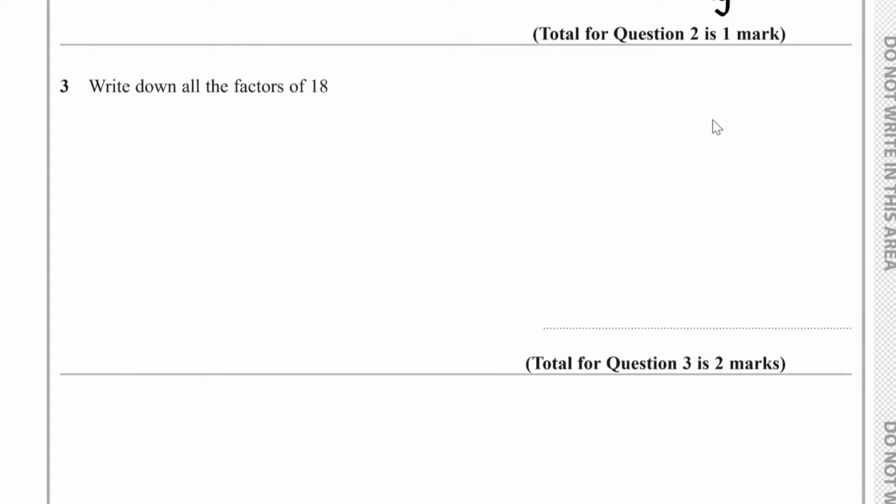Question number 3, we have to write down all the factors of 18. Well, 1 times by 18 gives 18. 2 times by 9 gives 18. 3 times by 6 gives 18. Here are all the factors of 18.